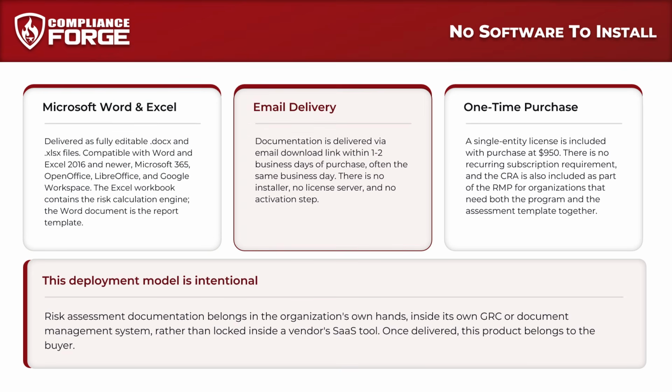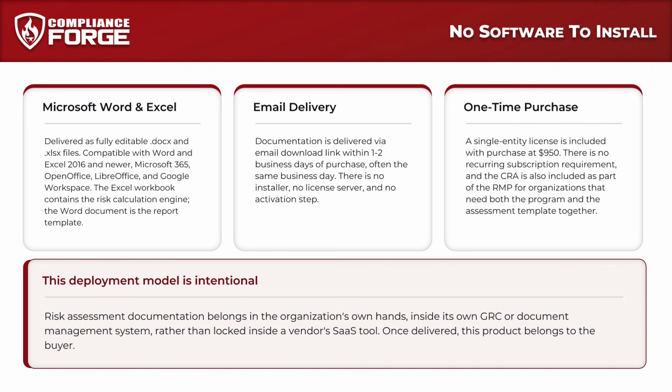Documentation is delivered via email download link within 1 to 2 business days of purchase, often the same business day. There is no installer, no license server, and no activation step. And it is a one-time purchase. A single entity license is included at $950, with no recurring subscription requirement. The CRA is also included as part of the RMP for organizations that need both the program and the assessment template together.